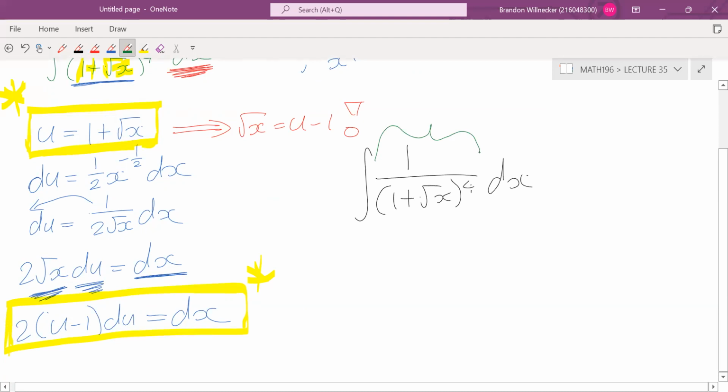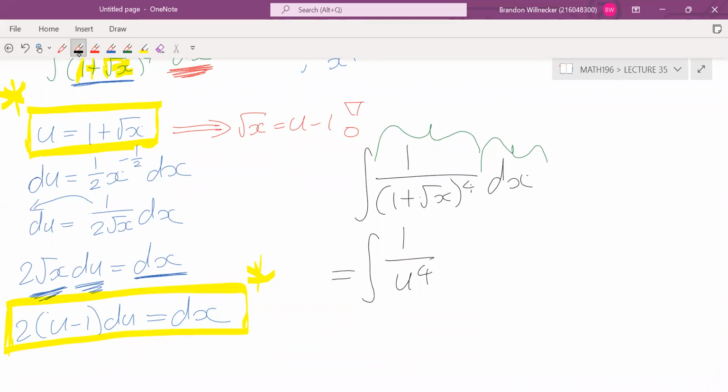How do we do that? Well, 1 plus root x is u. So we just replace it. That's 1 over u to the 4. This part we need to replace. How do we do that? Well, we've got dx is equal to 2 times u minus 1 du. So we just make the replacement.